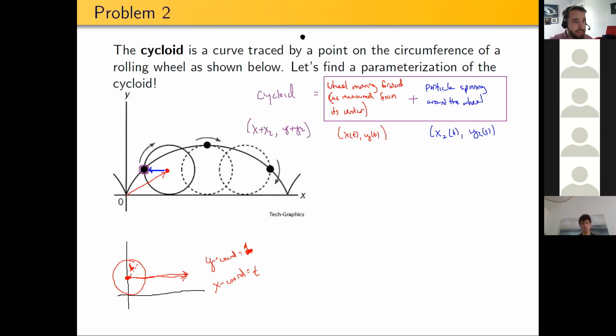Okay, and so what that means is when it comes time to parameterize this red curve, again, the red curve is just this one right here, the one that starts here and moves forward. It's measuring the center of the wheel. That would just be given by t, comma, 1 as my pair of parametric equations. And so that's the center of the wheel.